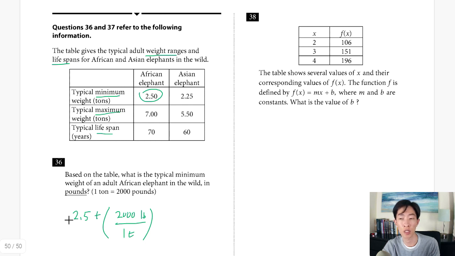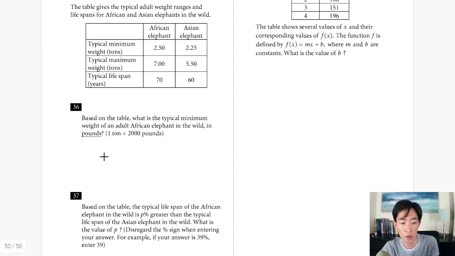So whenever you're converting units, you want to multiply by an identity. So since 2,000 pounds is equal to 1 ton, I'm actually multiplying this by 1 in a sense, and we're not changing the value. So tons and tons divide out. So 2.5 times 2,000 is obviously 5,000, and that's going to be the answer to this problem. 2.5 tons is the same as 5,000 pounds. This unit remains.